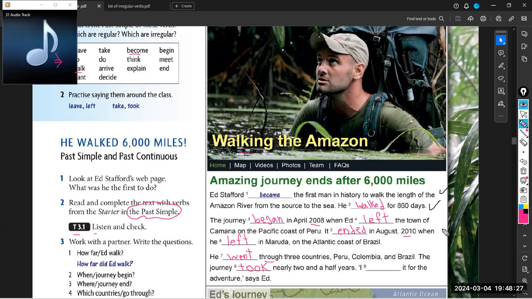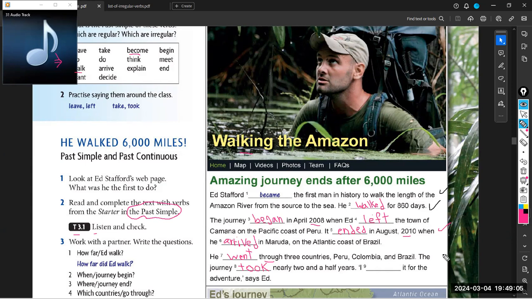It ended in August 2010 when he arrived in Maruda. So arrived, arrive in. Exactly. So left, not left in, arrive in. And absolutely it is in the simple past, so I have to say arrived. He arrived, double R, I'm sorry. And I can say in. He arrived in Maruda on the Atlantic coast of Brazil.